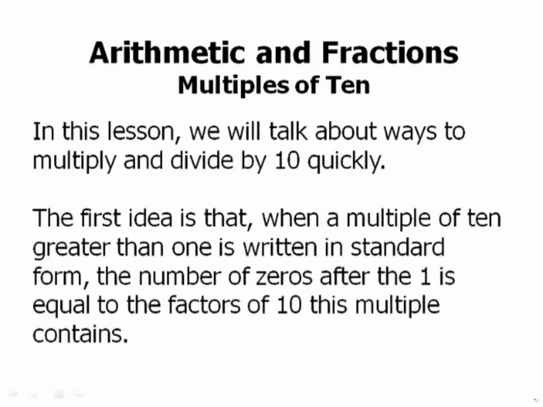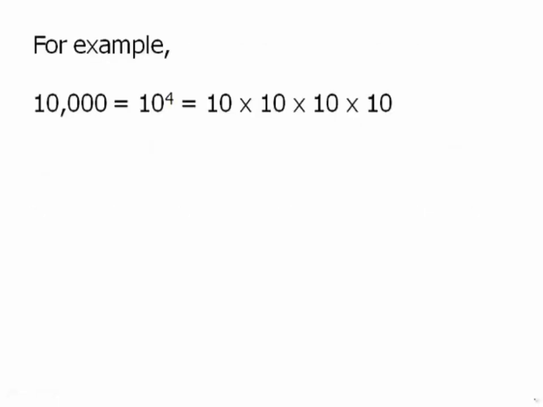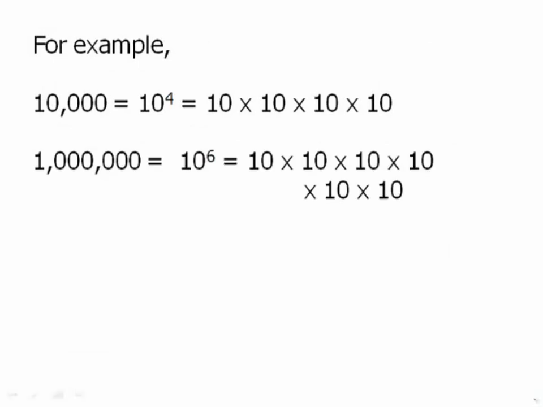The first idea is that when a multiple of 10 greater than 1 is written in standard form, the number of zeros after the 1 is equal to the factors of 10 in this multiple. So for example, 10,000, that has 4 zeros. So that's 10 to the 4th, or 4 factors of 10. 1 million has 6 zeros. So that's 10 to the 6th, or 6 factors of 10.